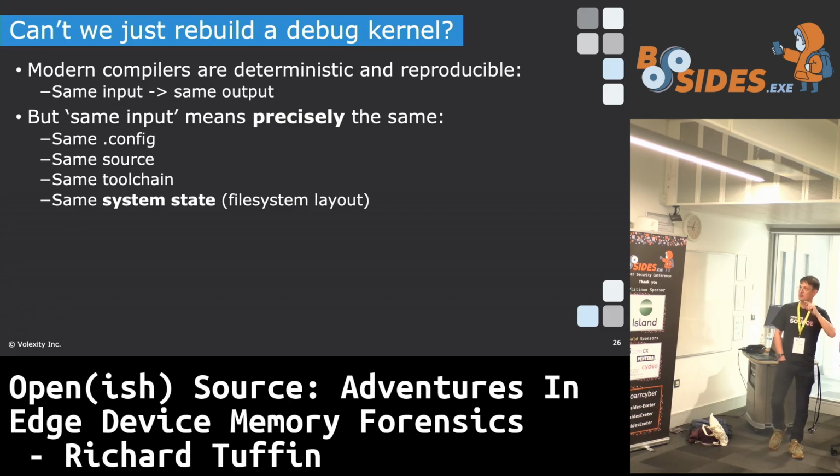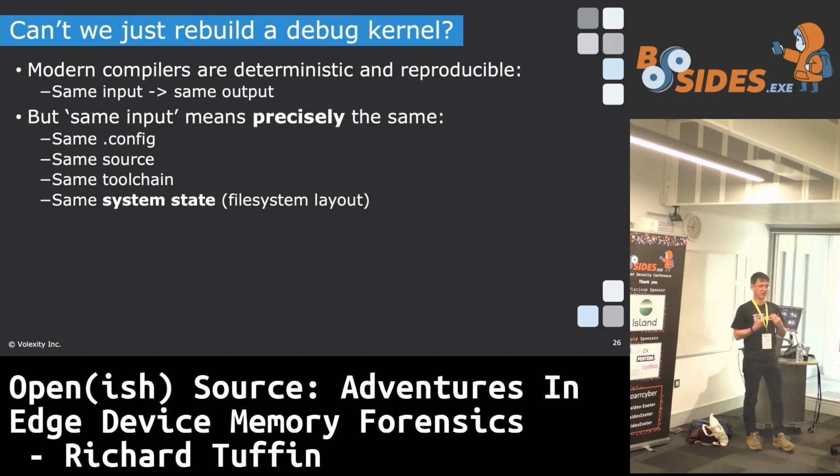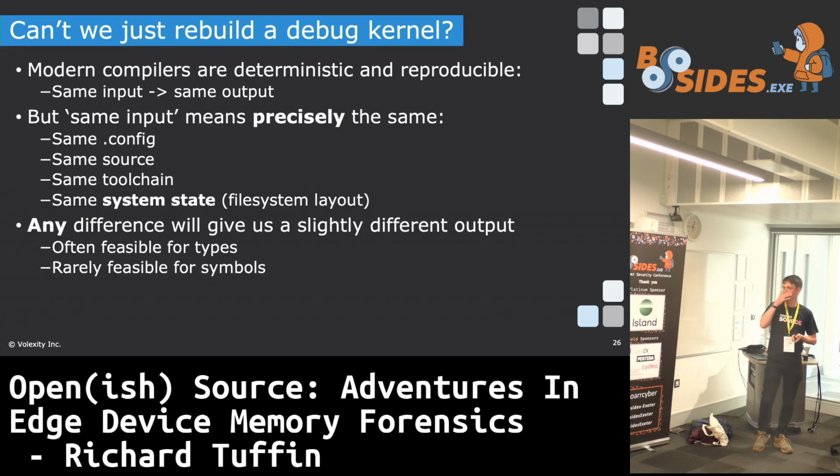But same input means precisely the same input. So I need exactly the same kernel config, exactly the same source, exactly the same compiler, and in a lot of circumstances, exactly the same system state. The file system layout can make enough difference in a kernel compilation that a kernel that you compiled and the kernel that I compiled won't match. Things will be at different places.